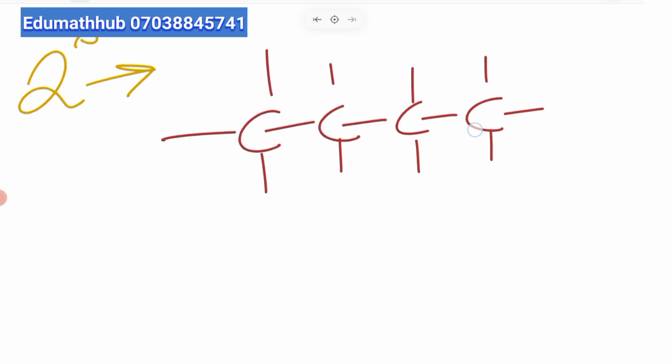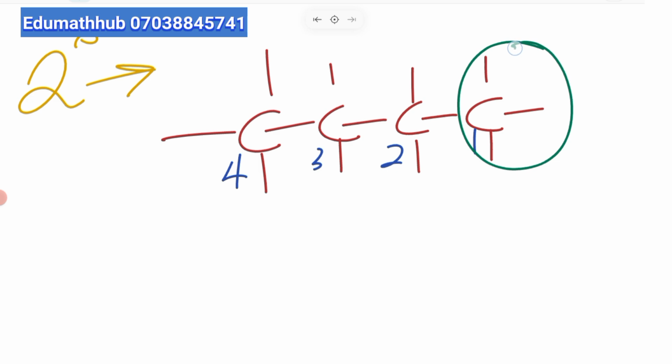So we have a structure like this. Let's number it first. You have 1, 2, 3, 4. So you have 4 carbon atoms here. I'm looking for the secondary carbon. That is the one that is attached only to 2 other carbon atoms. So this one here is primary, as established earlier. Why is this one here a secondary carbon?